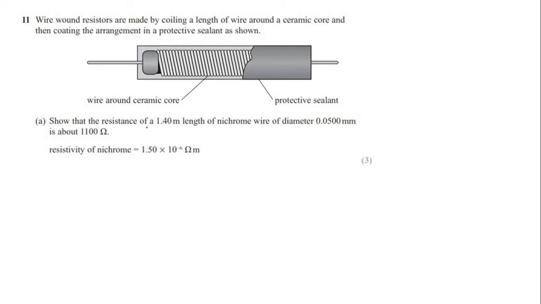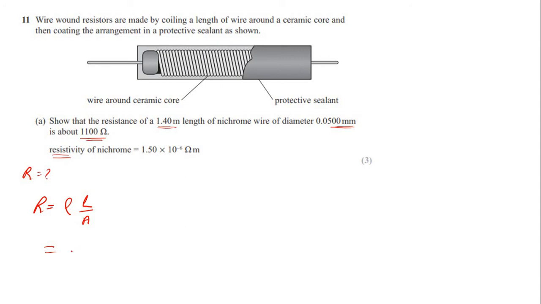This is the wire. Show that the resistance of a 1.4 meter length of nichrome wire of diameter 0.05 millimeter is about 1100 ohm, and the resistivity of the nichrome wire is given as 1.5 times 10 to the power minus 6 ohm meter. So you need to find resistance, and resistivity is given, again a typical formula. Resistance is given by the formula R is equal to rho length by the area, and remember this area is pi r square and we have a diameter 0.05.